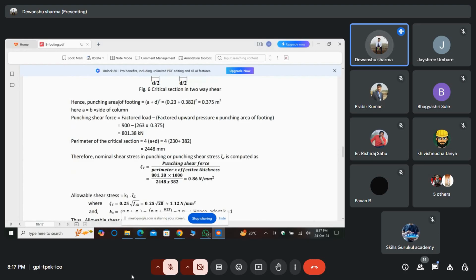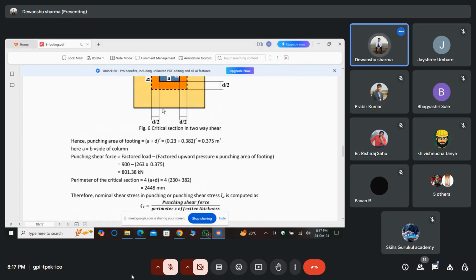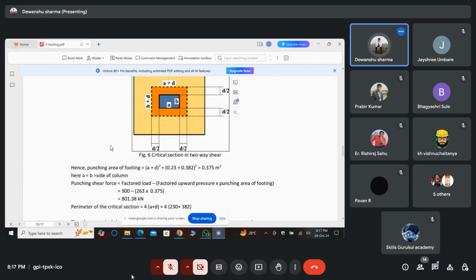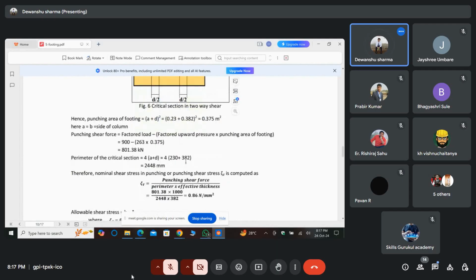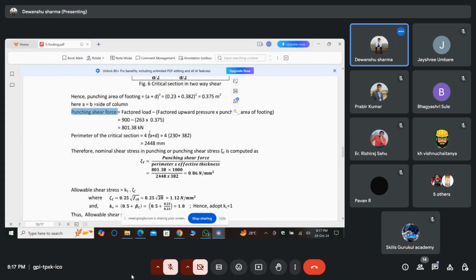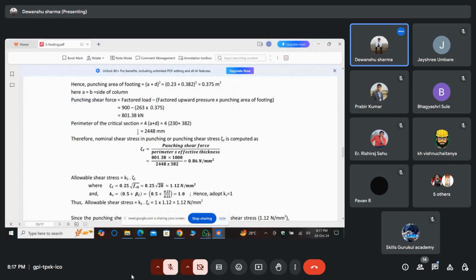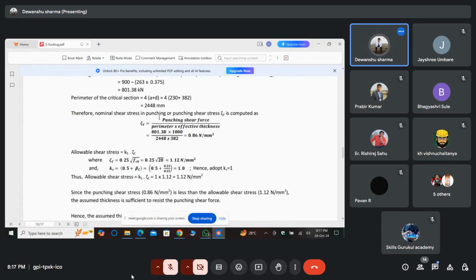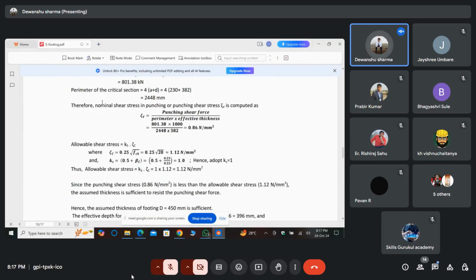Here punching area of footing is (a plus d) square, which is this side. Punching shear force, like in yesterday's class, sir explained, is factored load minus factored upward pressure into punching area of footing. So using this formula, we find out nominal shear stress in punching.